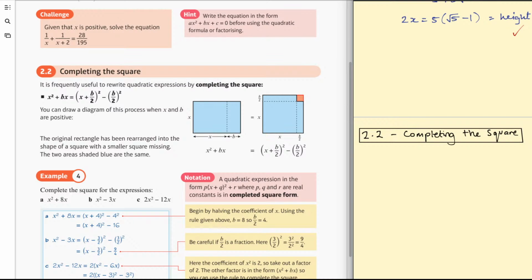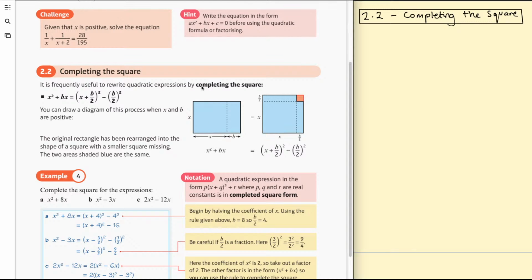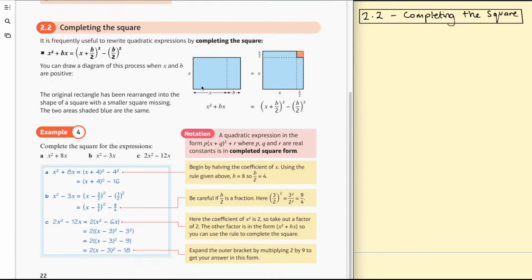Alright, it seems like we're leaving that one. Alright, we're on to completing the square. I was planning to make a video on this. I still will make a separate video on this eventually. But for now, let's briefly go over how we are completing the square.